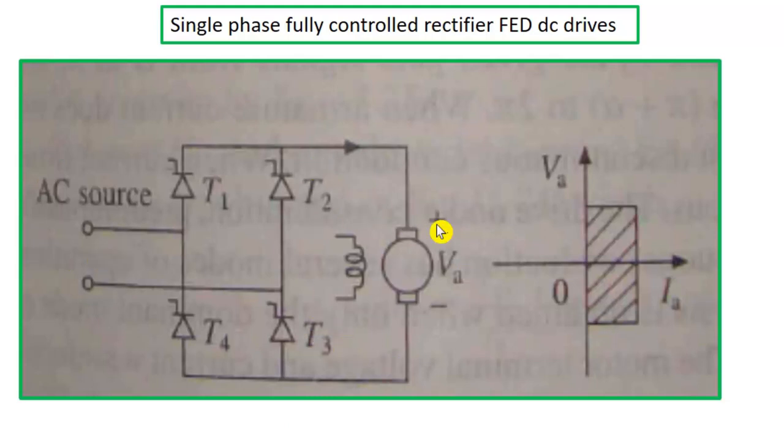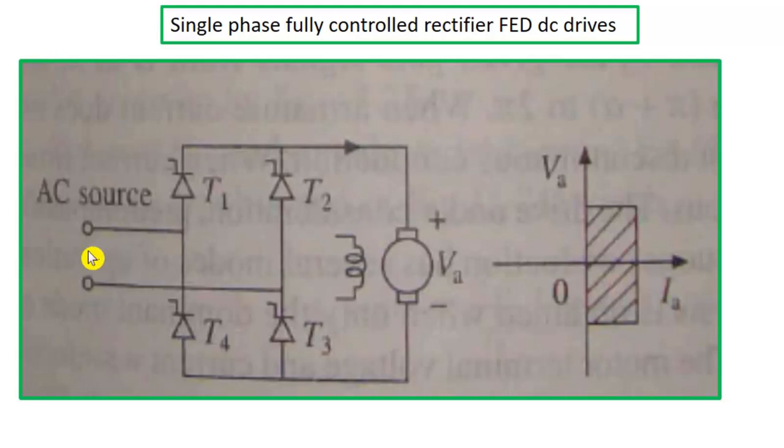This is a separately excited DC motor. Now in this case, this field winding is connected to a separate DC source, and we are controlling the armature current or the armature voltage to control the speed of the motor.